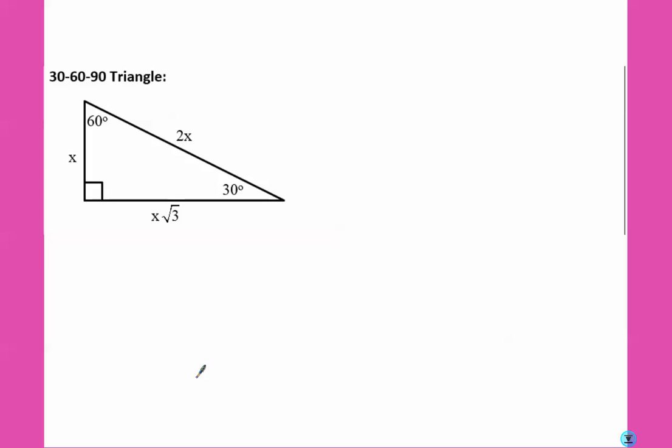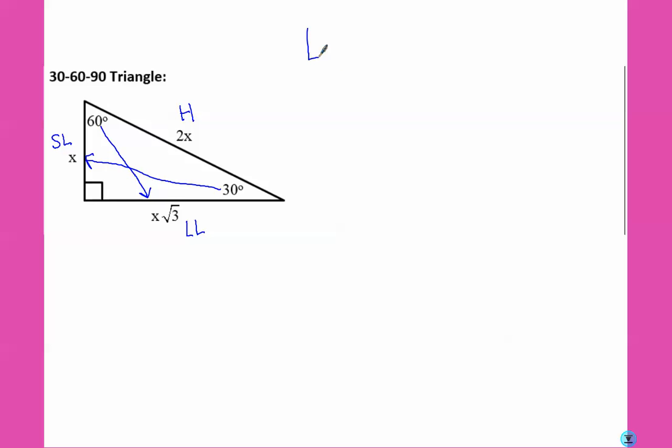Now let's look at a 30, 60, 90 triangle. The side across from the 30-degree angle is going to be the shorter of the two legs because it's got the smaller angle. The side across from the 60-degree angle is our long leg. And then across from our right angle is always our hypotenuse.